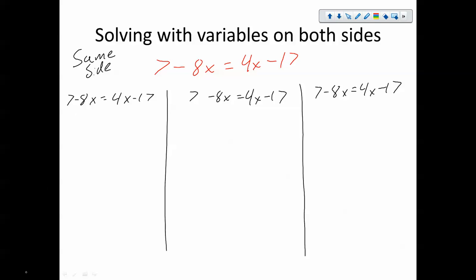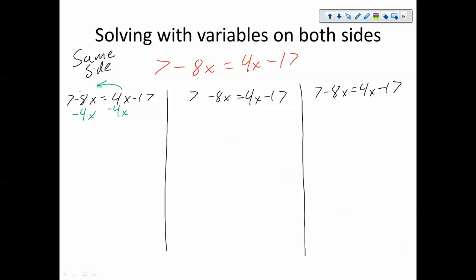And so I would suggest as a first step that you do something to get the variables on the same side. So, for example, let's move this 4x to that side. Let's get rid of it on the right-hand side. So this is a positive 4x. I'm going to use an inverse operation in order to move it to the other side. So I'm going to subtract 4x from the right, which means I can subtract 4x from the left.